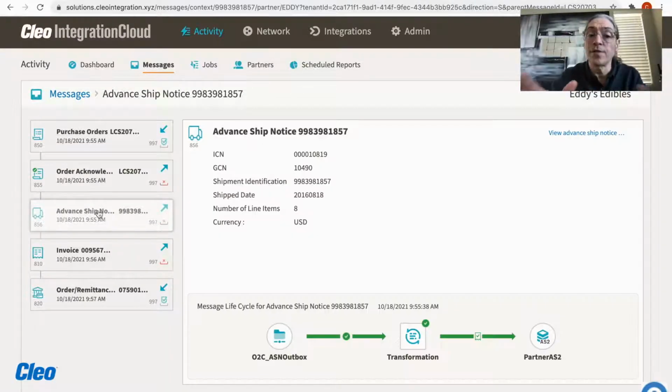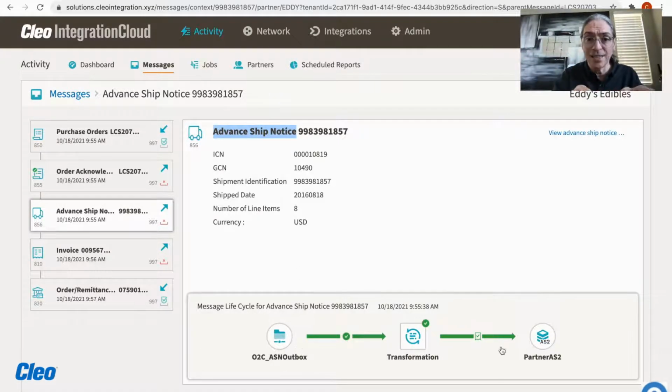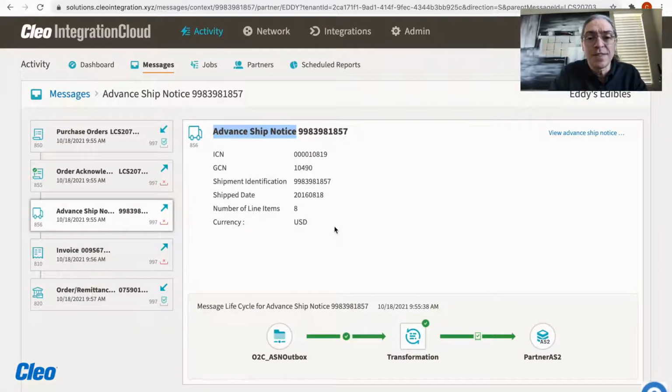Later on, once the order ships, your back-end system generates an advance ship notice, which is translated into an EDI 856 ASN and sent to your trading partner. This is the document that typically contains the shipping and tracking information.